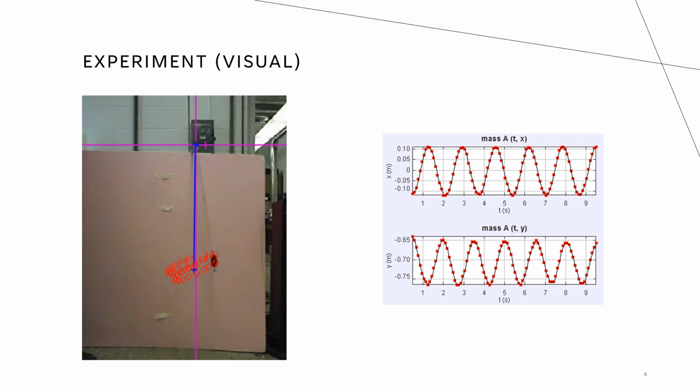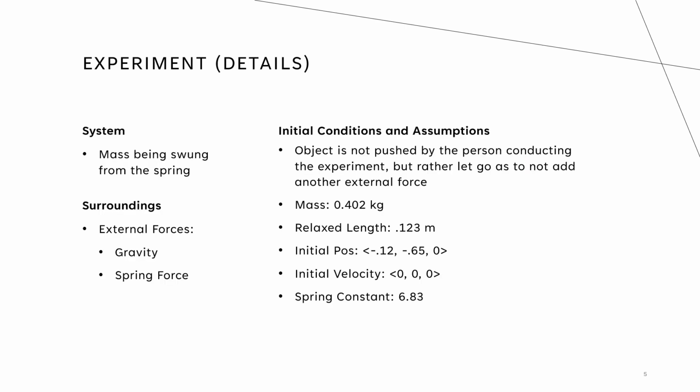A picture of our experiment in Tracker. We see the 100 tracked points already there, and on the right we see a plot of the x position and the y position as time goes on, and we see that the waves are there, as is consistent with oscillation.